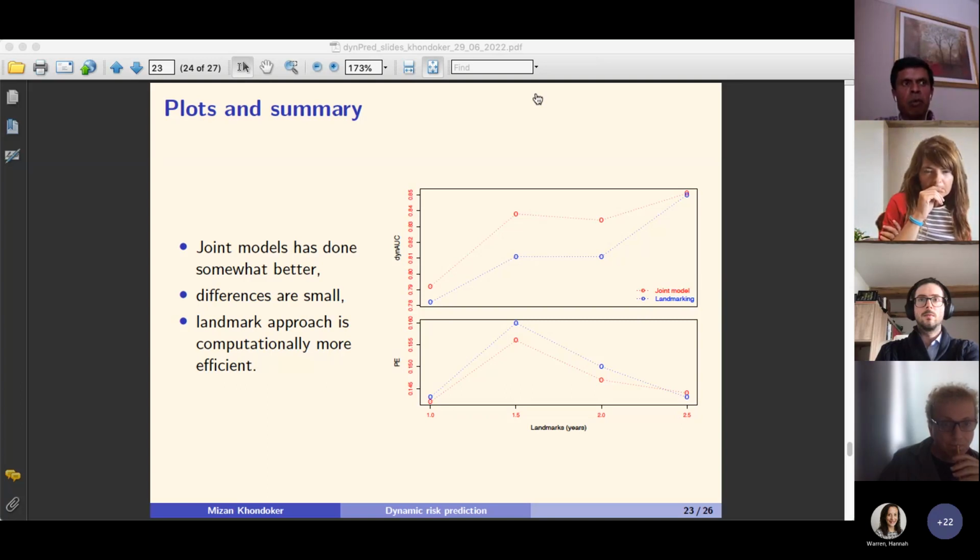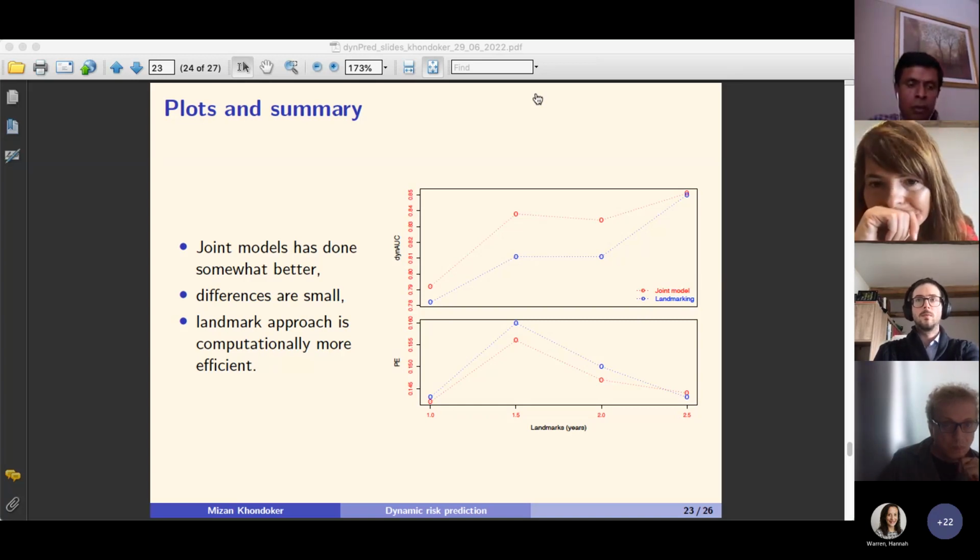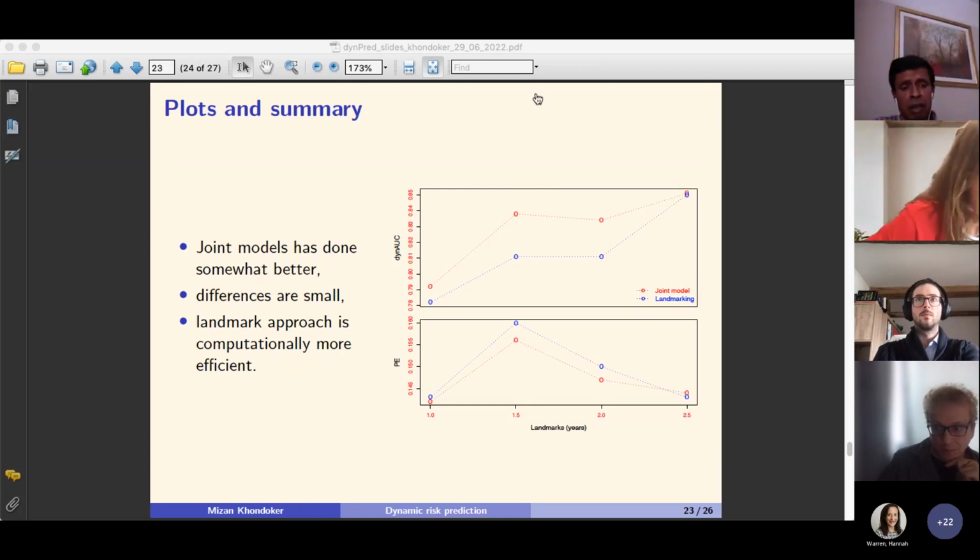Exactly. But if you fit a joint model, it will use the smooth version of the trajectory for predicting the time-to-event outcome. So it will interpolate the data, which is not done if you use the standard landmarking approach. So this is the basic difference. Okay. Yeah. Thanks very much.